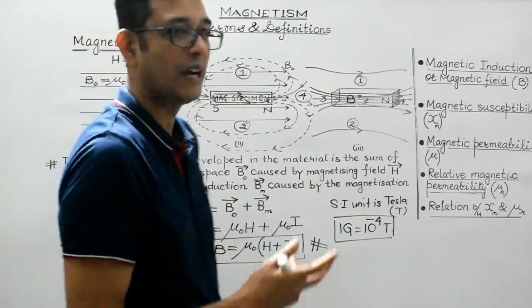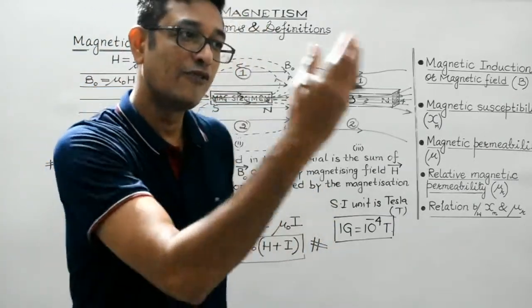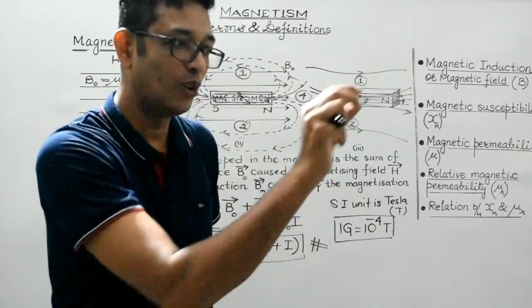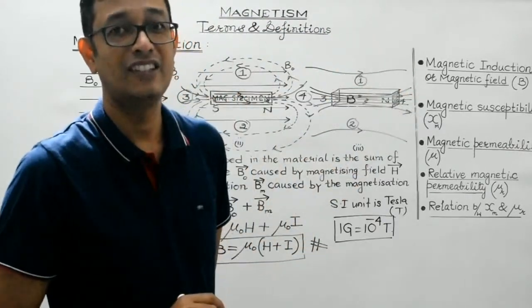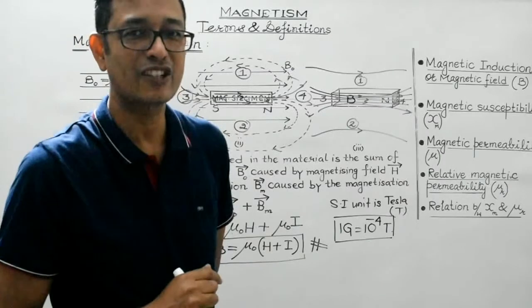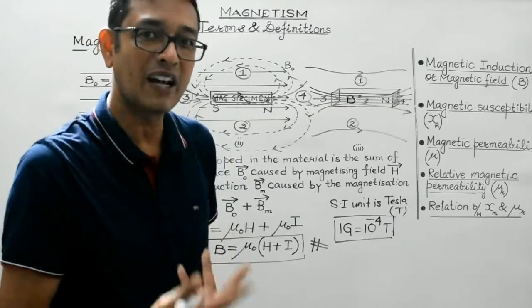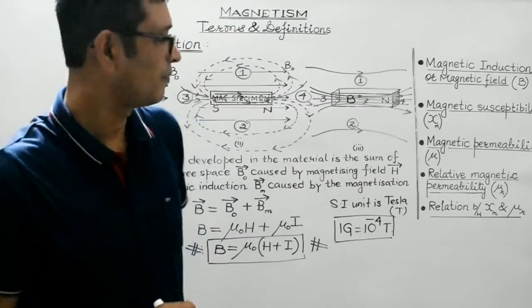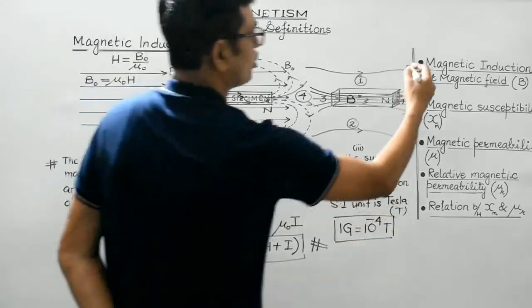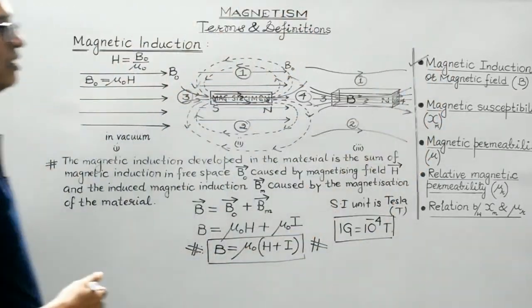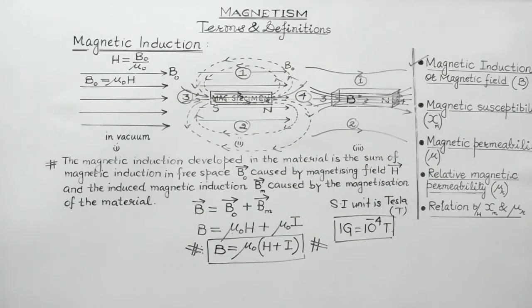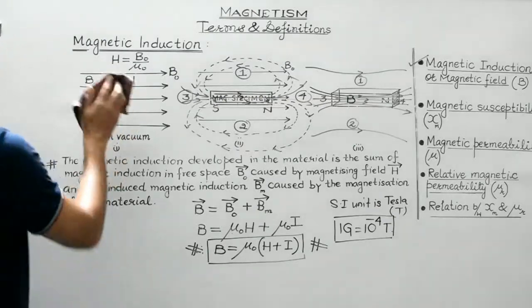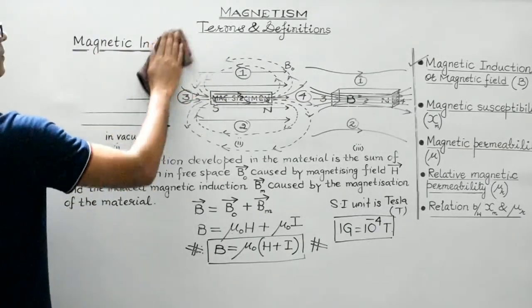And magnetic induction or magnetic field may also be defined as force per unit north pole placed at that point. Isn't it? That is another definition of magnetic induction, or simply magnetic field, or strength of magnetic field, or magnetic field intensity, all the same. So we are over with this topic, friends, magnetic induction. Now let's proceed to the next topic, which is very, very interesting one, and it is magnetic susceptibility.